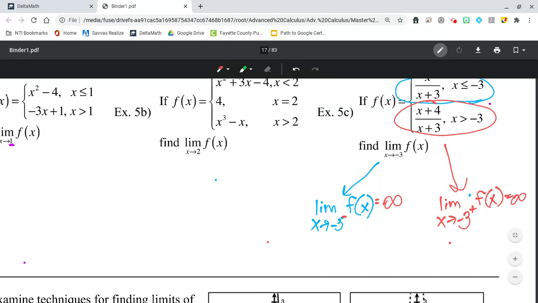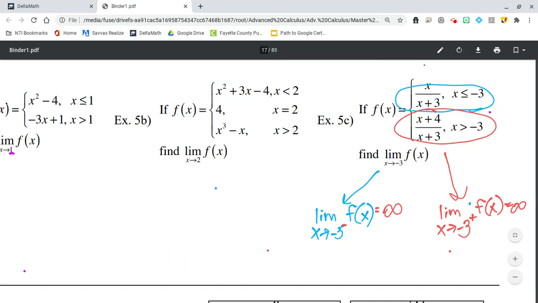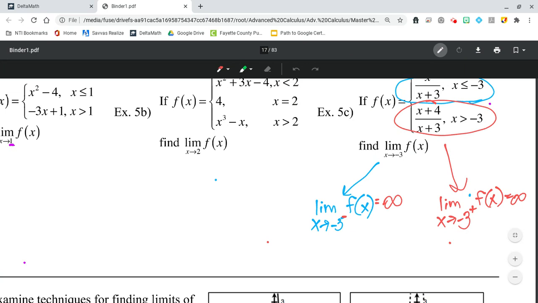And even though these are both infinity, notice they're still the same number. And as long as these are the same number, then the limit as x approaches -3 still does exist. So because I get infinity from the left and infinity from the right, I can say that the overall limit from both sides as x approaches -3 of f of x, that still equals infinity.